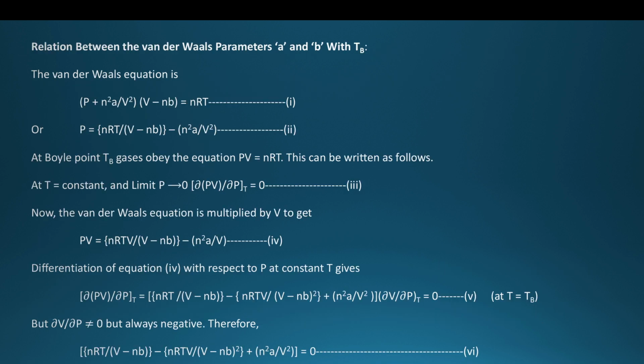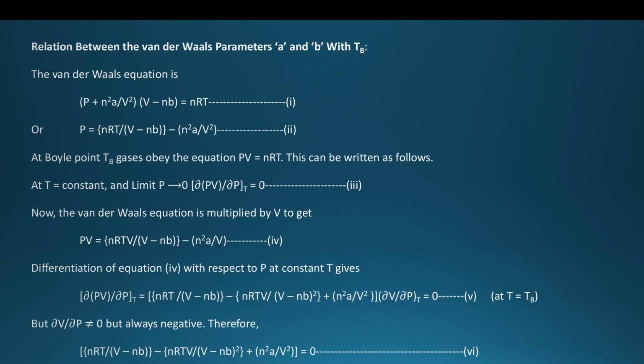Relation between the van der Waals parameters A and B with TB. At Boyle temperature, gases obey the equation PV equals nRT. It means we can write, as T constant, limit P approaching 0, del PV over del P at constant T equals 0. Now the van der Waals equation is multiplied by V to get PV equals nRTV over V minus nB, minus n squared A over V.